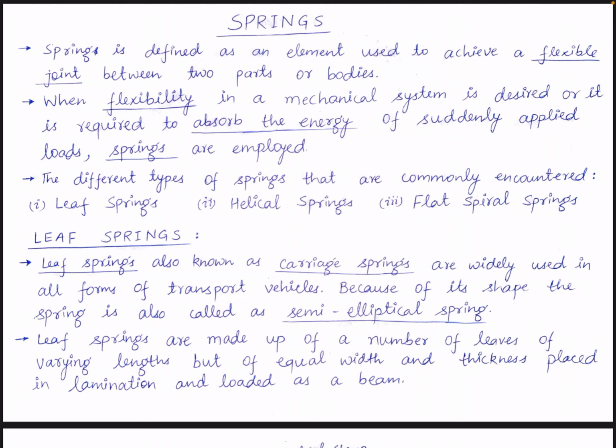The different types of springs that are commonly encountered are: first, leaf spring; second, helical spring; and third, flat spiral springs. Let us see one by one what these are and why different names have been assigned to different types of springs. First is the leaf spring. Leaf spring is also known as carriage spring. Why is it called carriage spring? Because it is widely used in all forms of transport vehicles, basically for carriages.